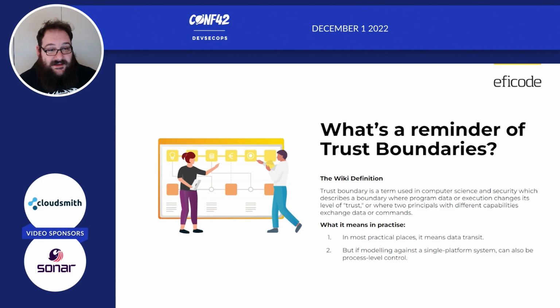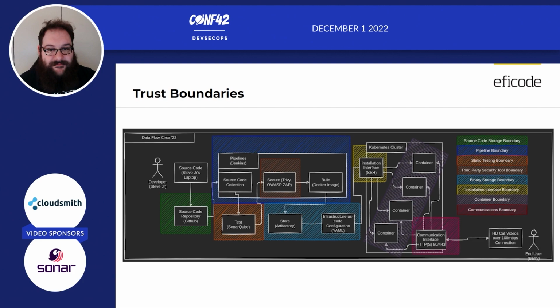So here is the trust boundary. Again, in most practical places, it means data transit. So as the data moves and the owner, the controller of that data changes, that's what we care about. And then applying this methodology, we end up with something that looks a lot like this. And I understand this might look a little bit complex initially. We have things we never had before.